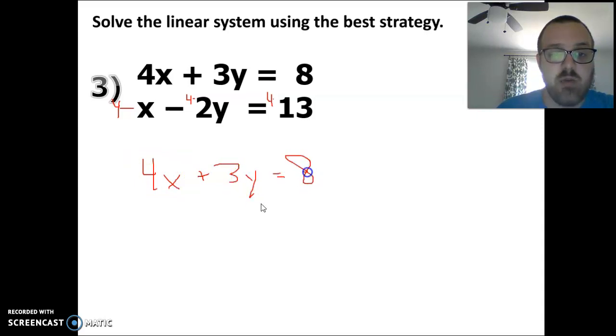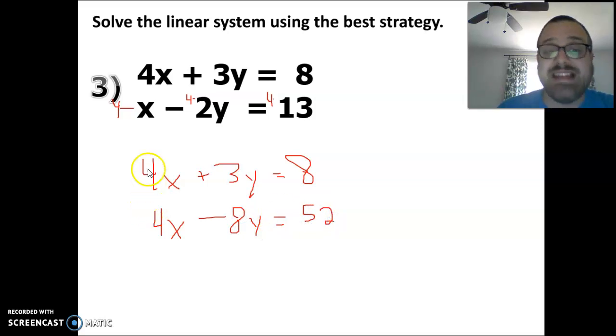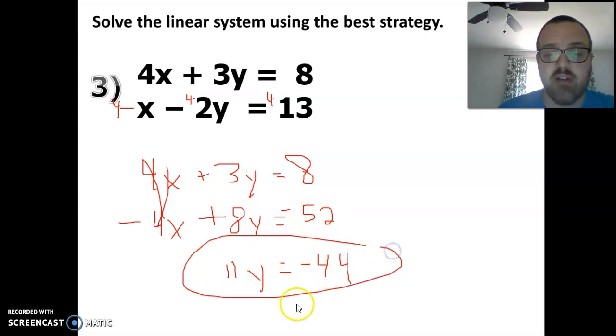The second equation will now be 4x minus 8y equals 52. And what I'm going to see there is that now these will line up, and I'm going to subtract in order to make these cancel out. That will make these become 0, and I'll end up getting 11y, and then 8 minus 52 will be -44. I could go ahead and solve that and finish the problem out from there.